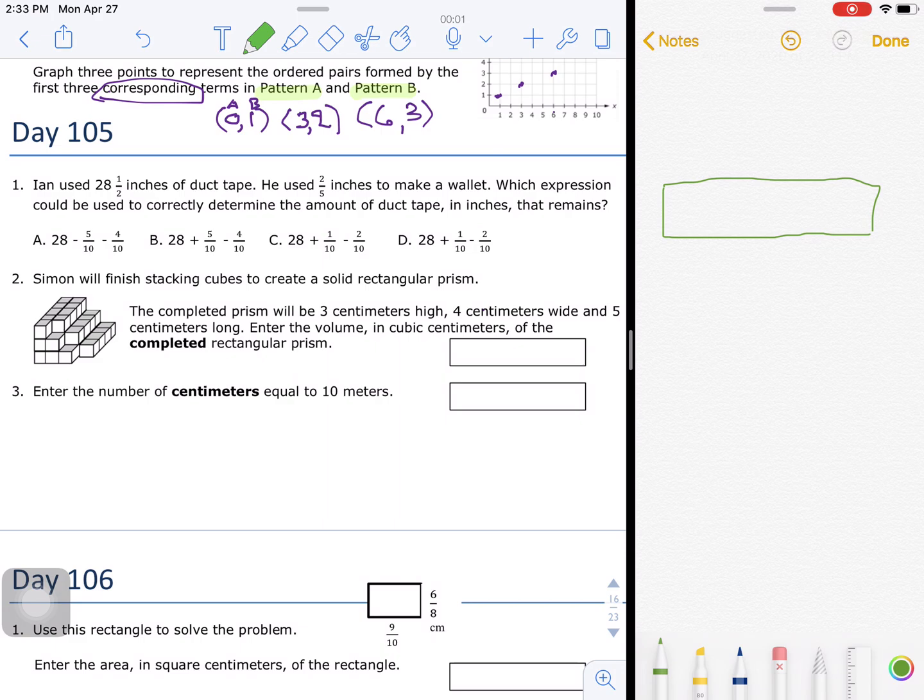And that represents the amount of all of the duct tape. And what's being done to that is he's using 2/5 inches. So when we use something, we take it away. And that is 2/5 inches. So what we have is 2.5 minus 2/5. And when we look at our expressions, we can obviously see that.